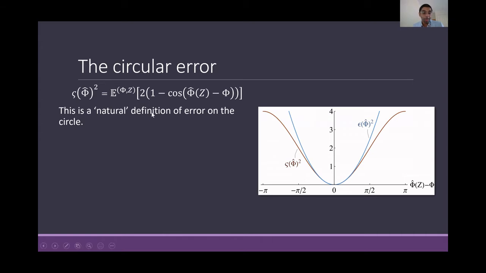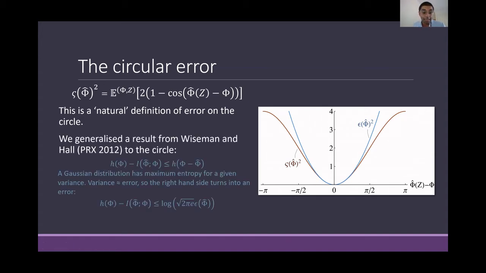And one is we can show that this is a natural definition of error on the circle. So the square error has a lot of properties. For example, you can show that this error is equal to the bias plus the variance of your estimator. And we prove that this is equal to the circular variance plus the circular bias. So it's not just nice, it has the same natural properties that this error has. And it's equal to this error for small deviations.